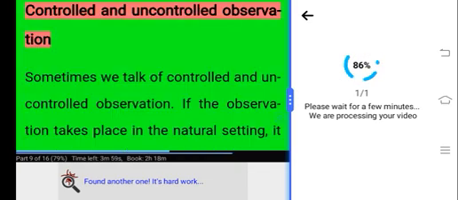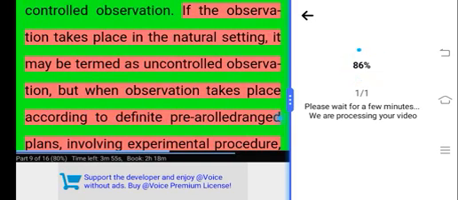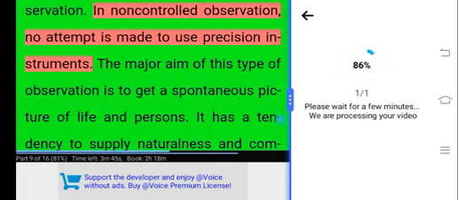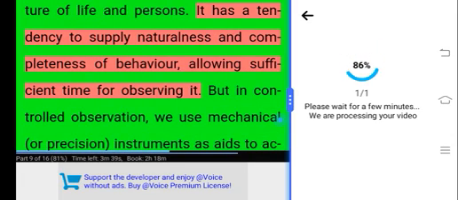Controlled and uncontrolled observation. Sometimes we talk of controlled and uncontrolled observation. If the observation takes place in a natural setting, it may be termed uncontrolled observation, but when observation takes place according to definite pre-arranged plans, involving experimental procedure, it is then termed controlled observation. In uncontrolled observation, no attempt is made to use precision instruments. The major aim of this type of observation is to get a spontaneous picture of life and persons. It has a tendency to supply naturalness and completeness of behavior, allowing sufficient time for observing it.